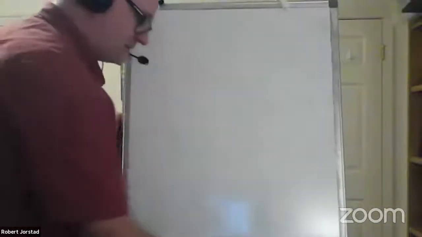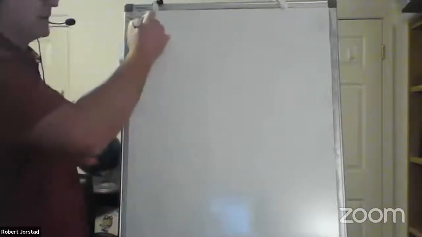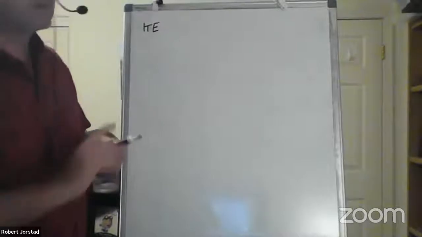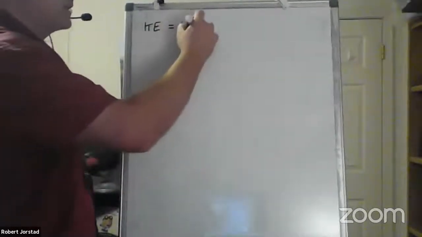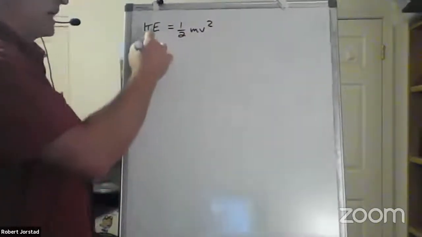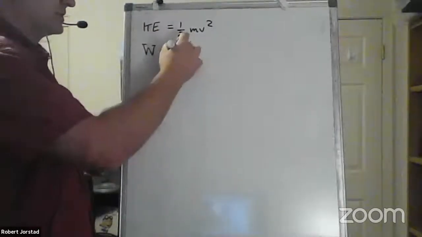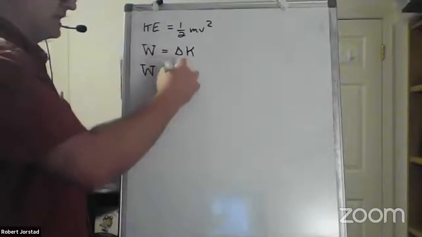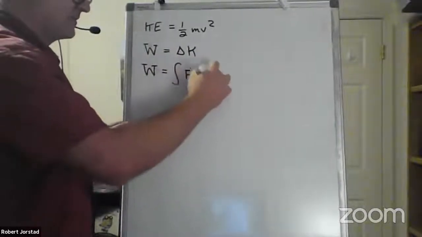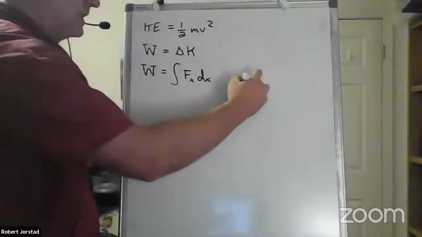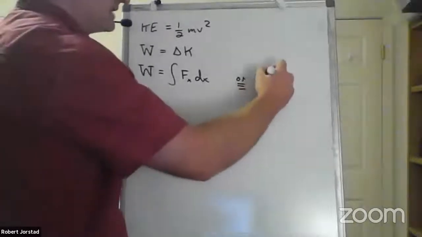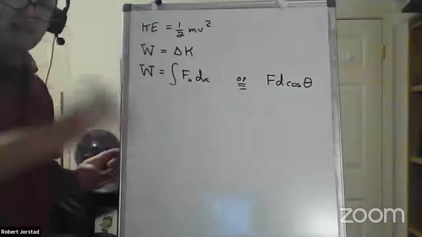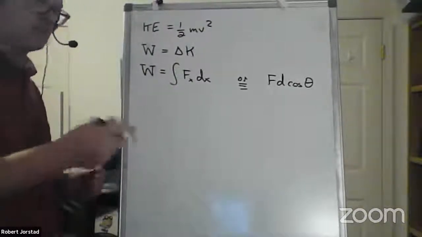Okay. But I'm just going to kind of think about what did we learn today? Kinetic energy is 1/2 mv squared. We learned about work. It's equal to delta K. We also learned that work is equal to the integral of f sub x dx. Or if it's constant, we can cheat and just say it's f d cosine theta. And we could drink a lot of MGDs when we do forces due to gravity.